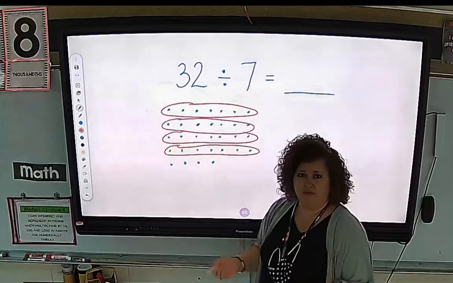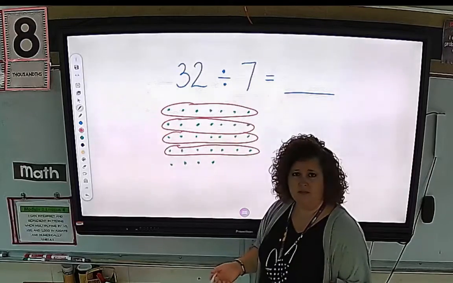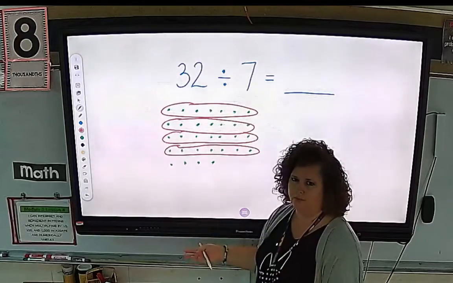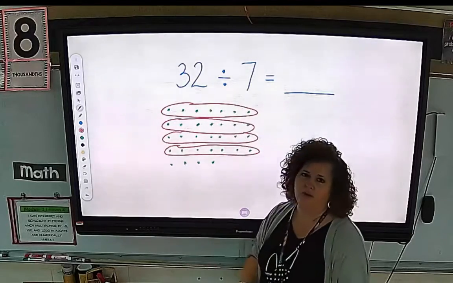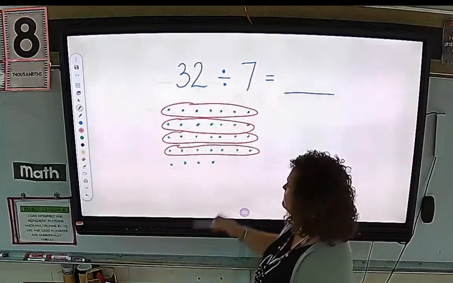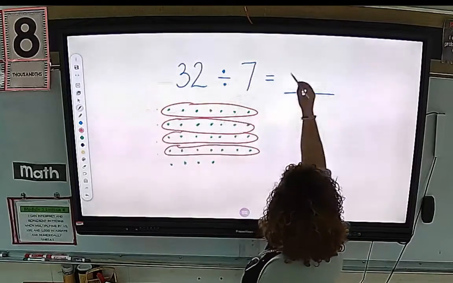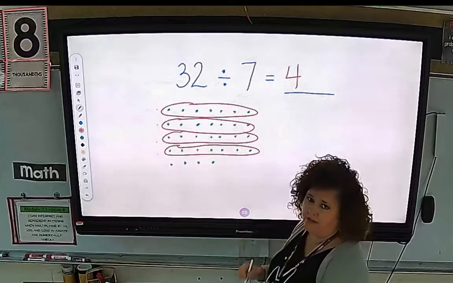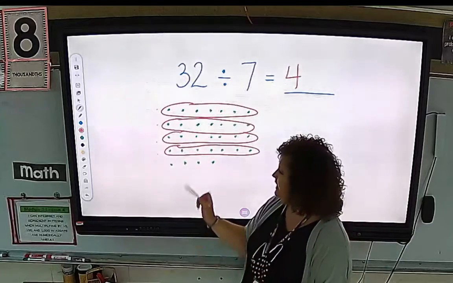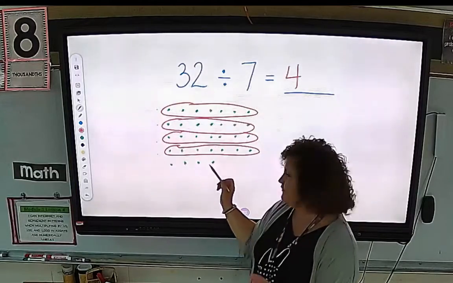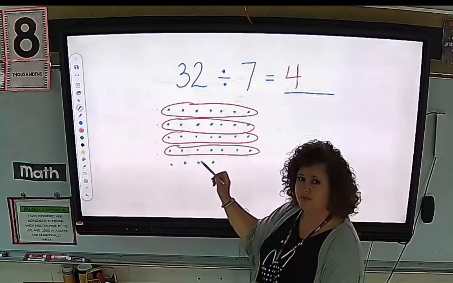I have leftovers. Okay, in division, when we don't have enough to make a whole other group of what we're dividing by, we call that a remainder. So I have 1, 2, 3, 4 groups. That's part of my answer. But there's another part of my answer. I can't just ignore this. I can't just forget this is here. I have to include this in my answer.